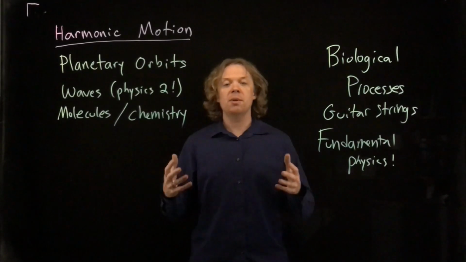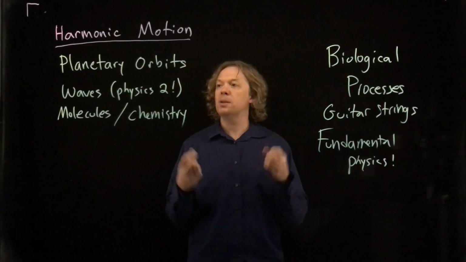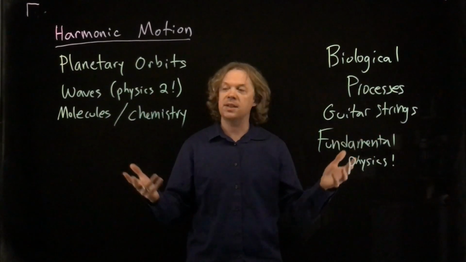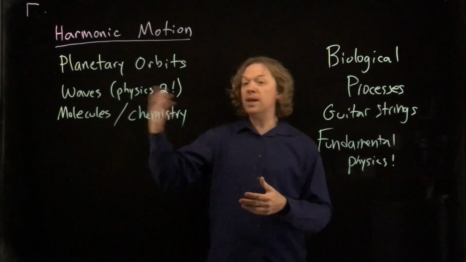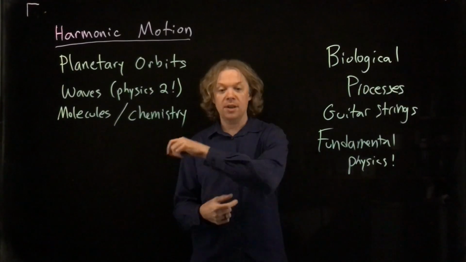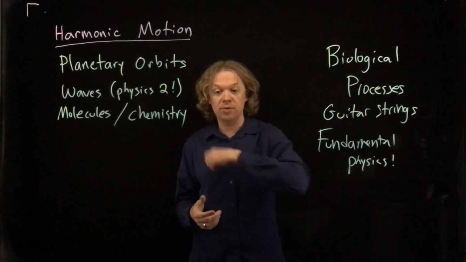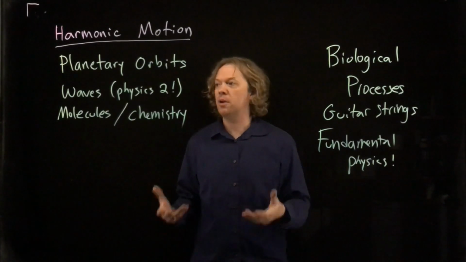So the deal with harmonic motion is that so many things in the natural world can be described this way. I just threw up a list of things that I thought of off the top of my head, but there are so many others. So planetary orbits. When a planet orbits another object, like a planet orbits the sun, that's harmonic motion because it's happening over and over and over. That's in 2 dimensions, but it still is harmonic motion.